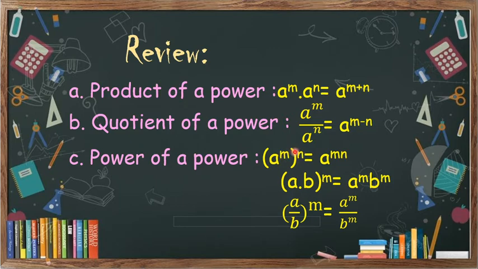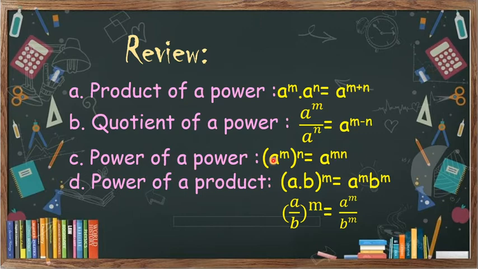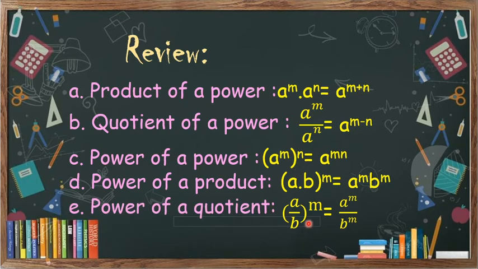If we have a closed and open parenthesis and we have a variable or a coefficient. Power of a product: multiply the exponent outside the quantity into the exponent inside the quantity, or in the product. Power of a quotient: just distribute the exponent outside into the exponent of our quotient inside the quantity.